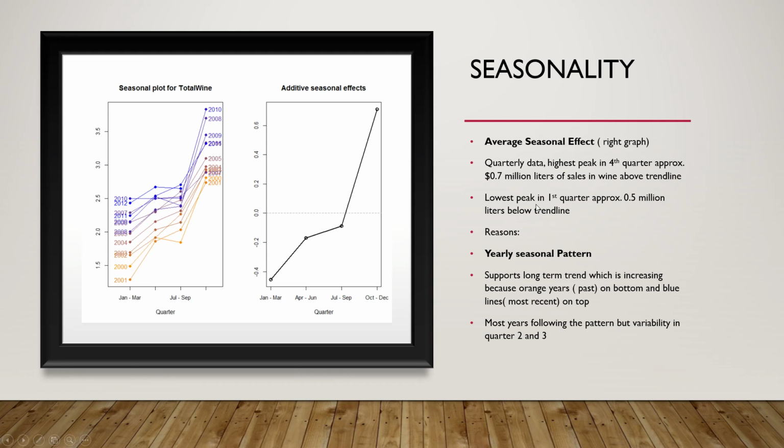The lowest trough is in the first quarter, approximately 0.5 million liters below the trend line, or below the average, or below the expected average, whatever you want to say. So you've got to clearly state that. And then you've got to clearly give reasons for why you would expect that to happen.